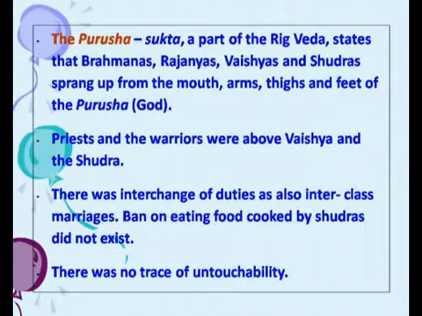However, there is no reference to the classes becoming hereditary. Classes were merely functional. The priest and the warrior occupied positions above the Vaishya and the Shudra, but they were neither hereditary positions nor exclusive ones. There was interchange of duties, also interclass marriages prevailed. The ban on eating food cooked by Shudras did not exist. There was no trace of untouchability.